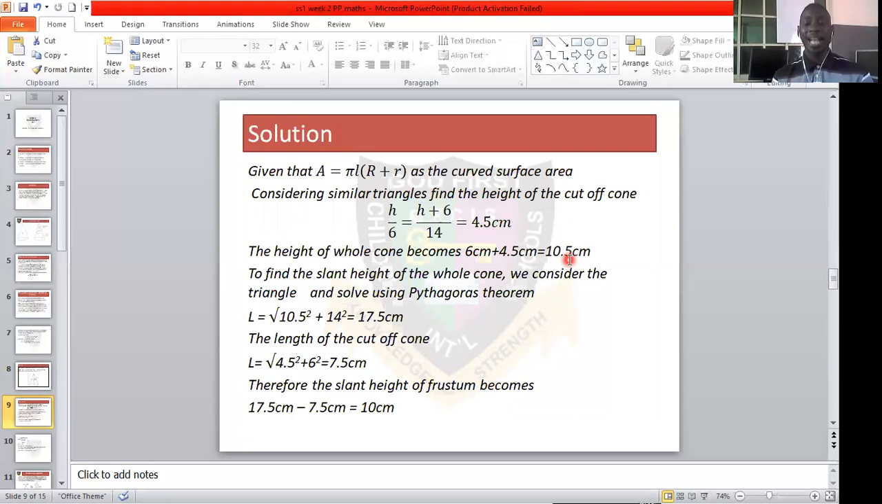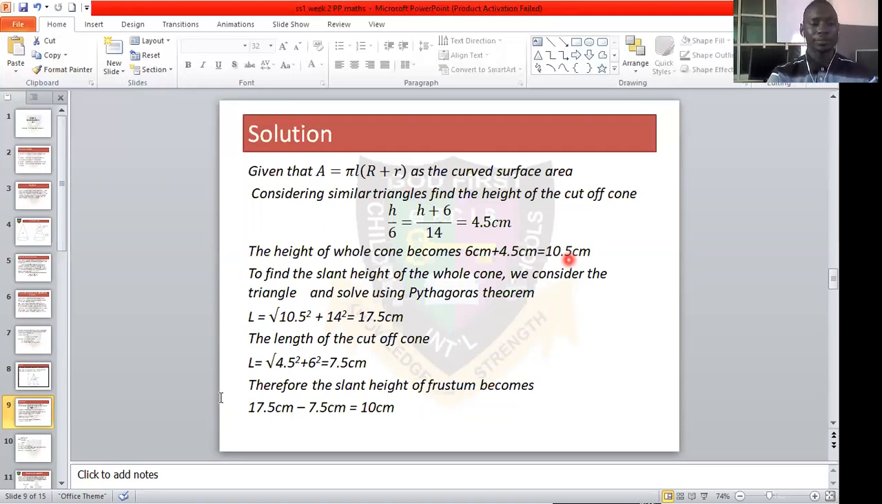Now, to get the slant height, we calculate the slant height of the whole cone and the slant height of the smaller cone, to get the slant height of the frustum. Because if you get the slant height of the whole cone and subtract the slant height of the smaller cone, it will give you the slant height of the frustum.